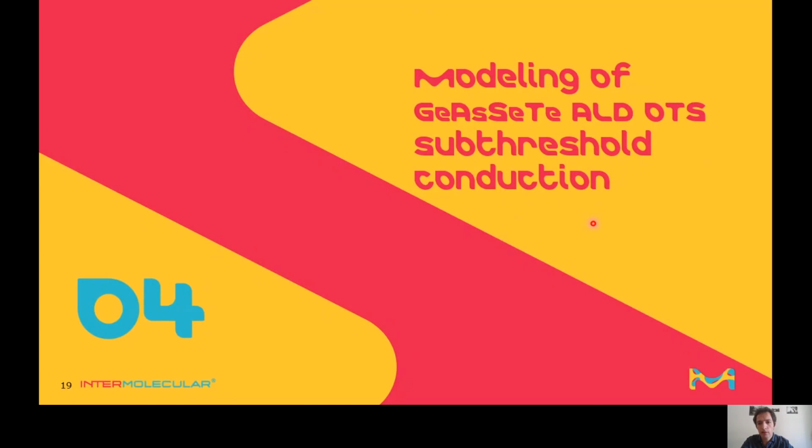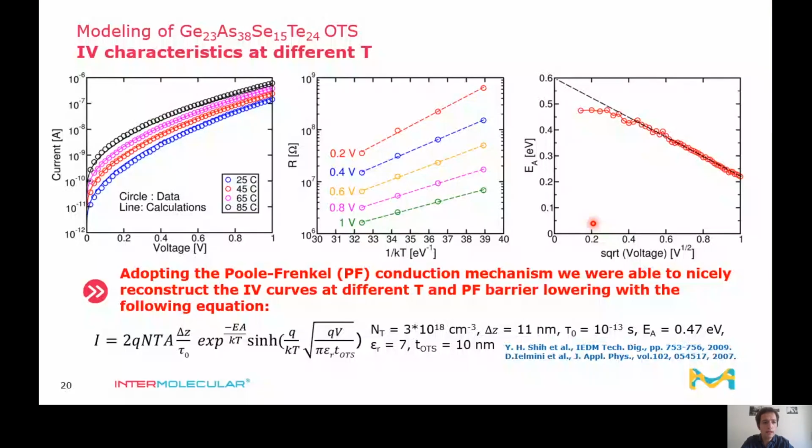Going over the modeling of our ALD-OTS film, we carried out IV characteristics at different temperatures, as we can see on the left. We used 4 different temperatures, and we were able to model the subthreshold conduction adopting the Poole-Frenkel conduction mechanism. We used a previous model presented in literature, and we can clearly see that we have a Poole-Frenkel barrier lowering, where the activation energy for subthreshold conduction depends on the square root of the applied voltage. The parameters that we use are in agreement with the parameters used in literature for chalcogenide glasses, and this confirms the robustness of our model.